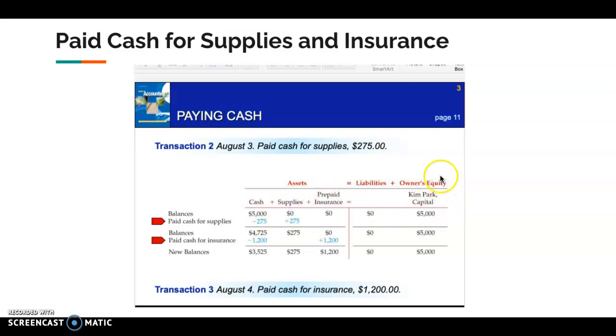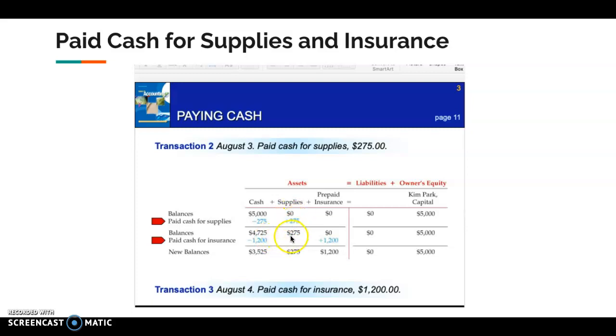So we own cash, we own supplies, and we own our prepaid insurance. And then capital is under owner's equity because that's our financial right as an owner in our business, okay? So it says that you paid cash for supplies, $275. So if you pay cash, you're losing cash, but we're gaining supplies. So we subtracted cash, added supplies.